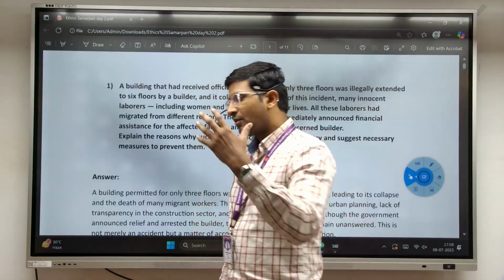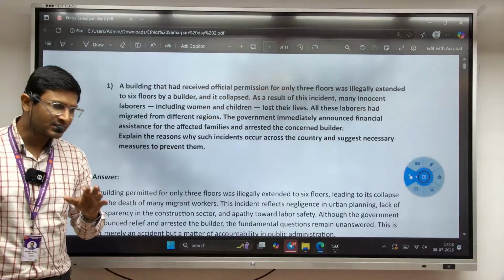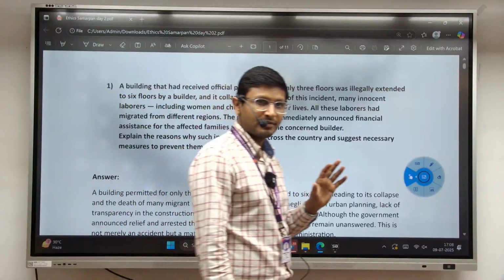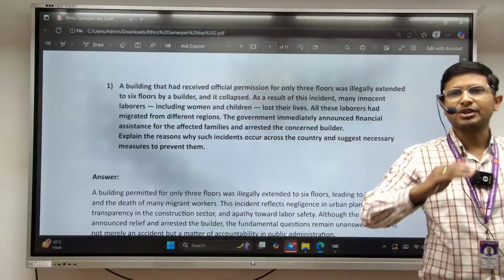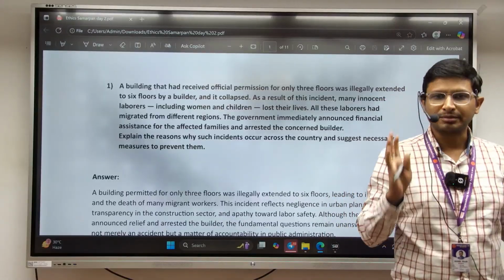Okay, while writing the answer, you have to write only those things which are asked in your case study. जितना पूछा है उतना ही लिखना है. Okay, but एक structure में. In the structure, at the start you will write the introduction.